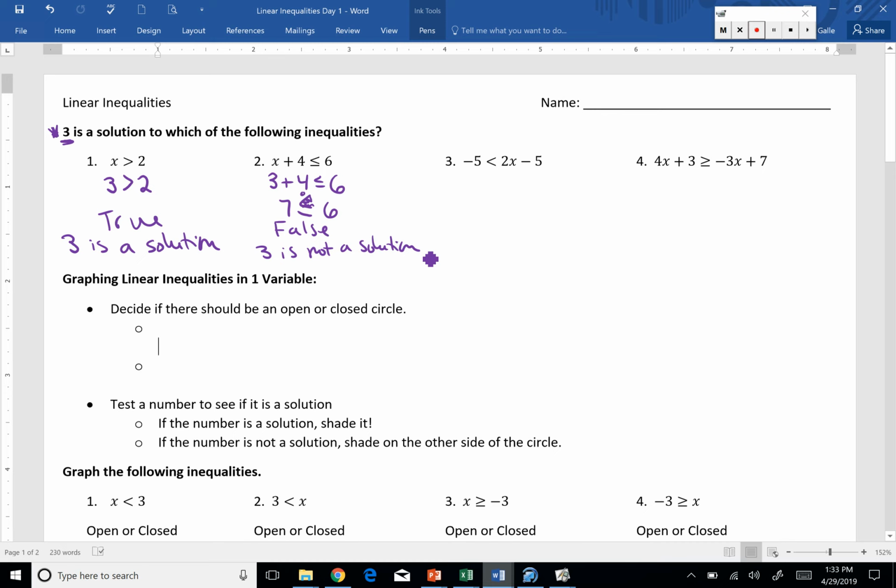So that's all we're going to do for these first few questions: just see, is 3 a solution? Does it work? All right, so let's check it out. I know some of you are just doing some mental math on these, and that's okay as long as you've got it down. Wherever I see an x, I'm going to replace it with a 3.